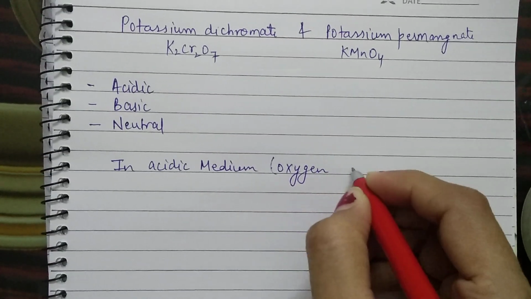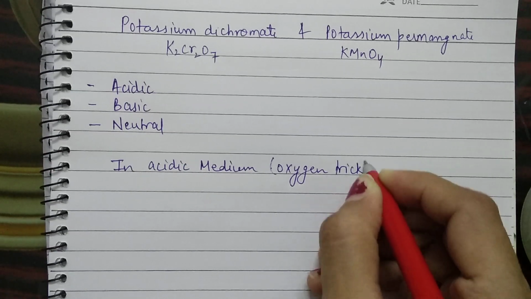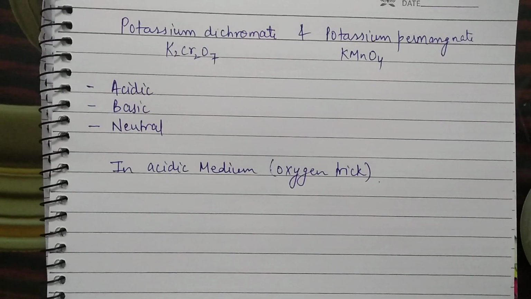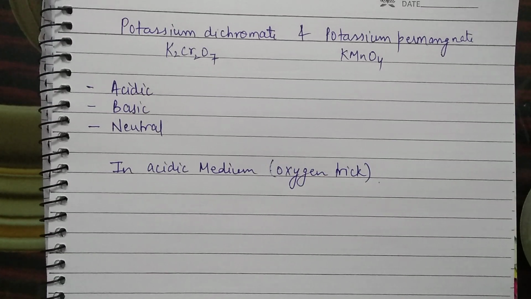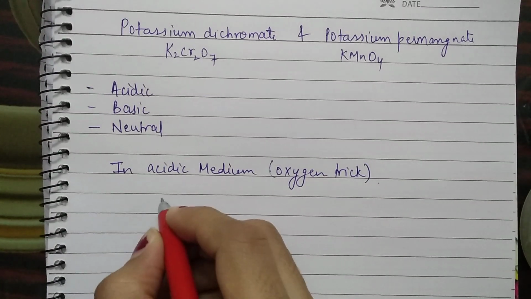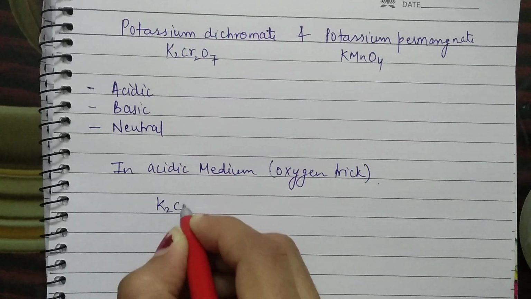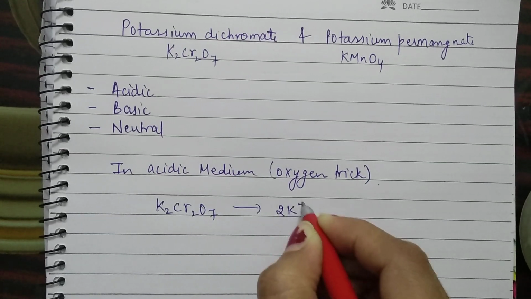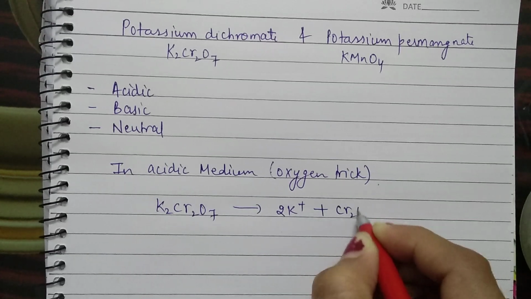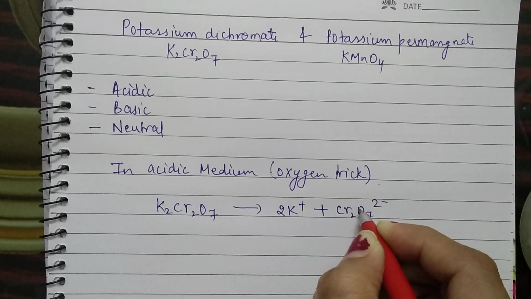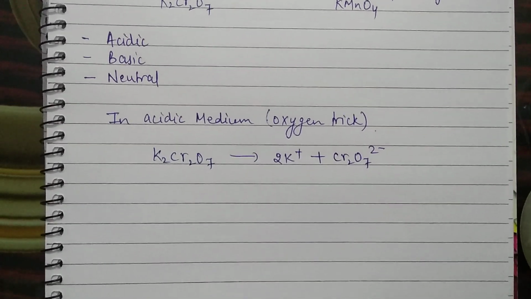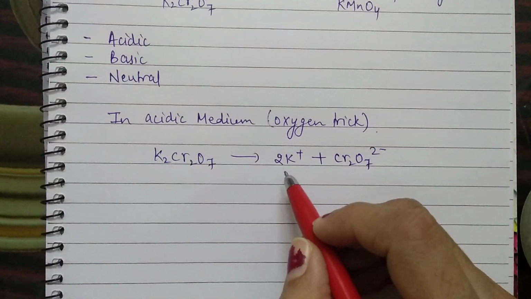Well, I'm writing oxygen trick here since we'll balance oxygen first of all in these reactions, and then we'll look for hydrogen and the charge. So potassium dichromate can be written as twice of K+ and Cr2O7 2-. Now in the presence of acid, nothing basically happens to the potassium ion.